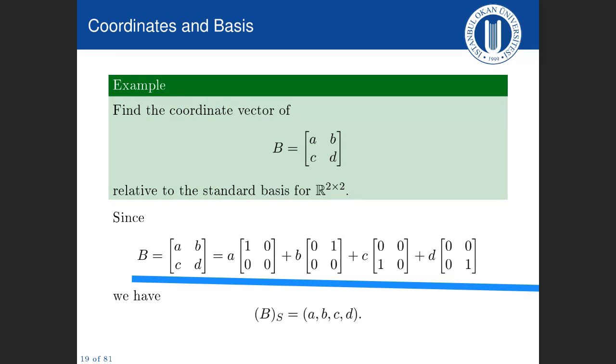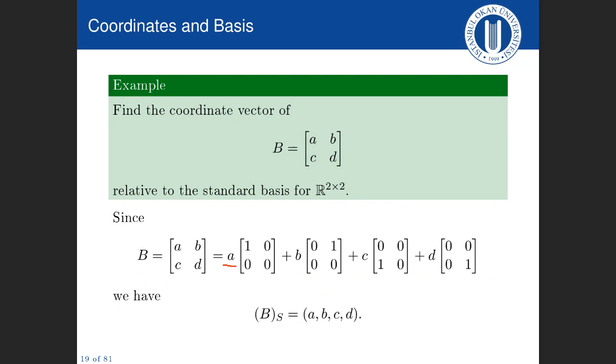So as we said earlier, capital B we can write as A multiplied by 1, 0, 0, 0 plus B multiplied by 0, 1, 0, 0, etc. We have scalars multiplied by the vectors in the standard basis. The first number is A, so that's the first coordinate. Second number is B, that's the second coordinate, and so on. The coordinates for capital B relative to the standard basis capital S is the vector A, B, C, D.